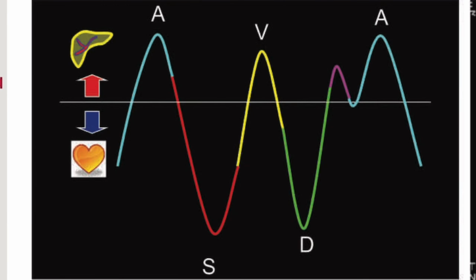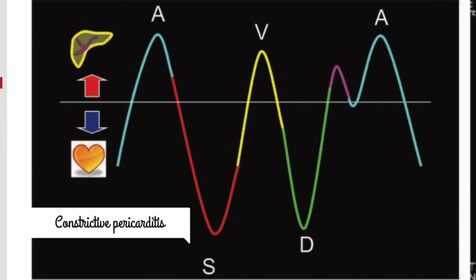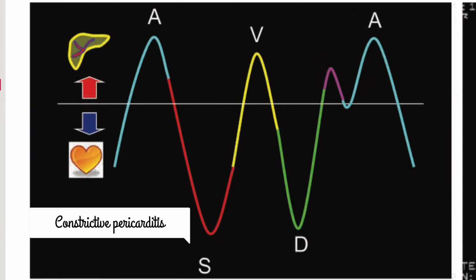Also, we can identify conditions such as constrictive pericarditis by looking at the hepatic vein waveform. We can see this extra wave between the normal D wave and A wave. This appears because of the premature reaching of the right heart capacity due to the constriction by the constrictive pericarditis, leading to the retrograde waveform.